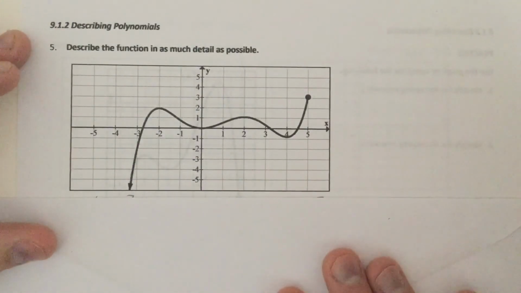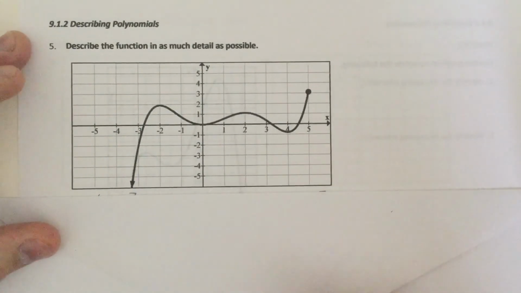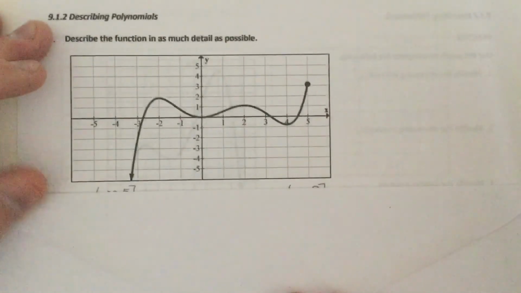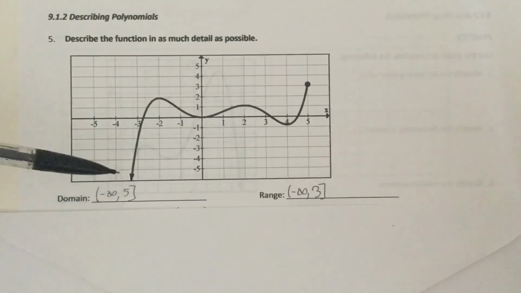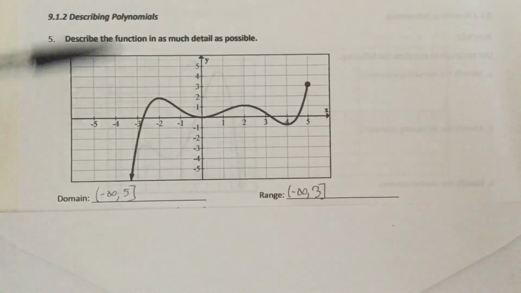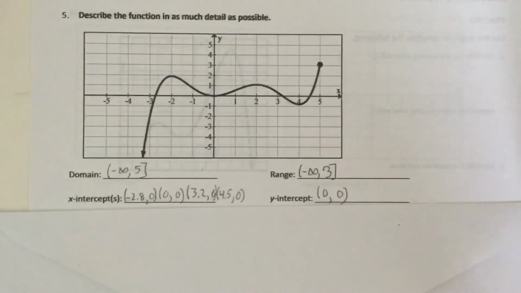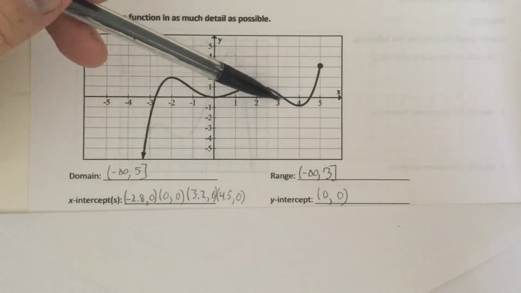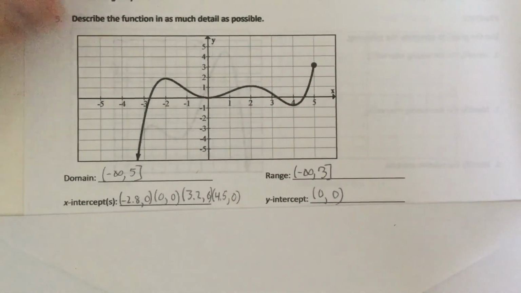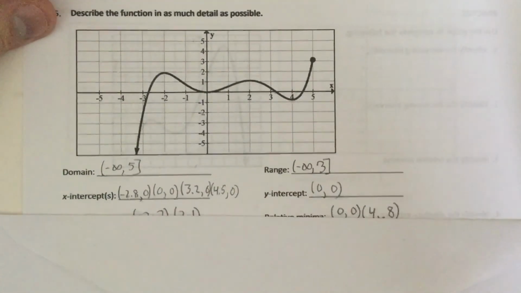One more example here. This kind of combines everything together. So first it talks about domain and range. Domain is going from -infinity to 5. There's a closed dot, so we have the bracket there. The range is going down forever and up to 3, so from -infinity to 3. Your x-intercepts, we have to approximate. So right about here, about (-2.8, 0). Right here, (0, 0), (3.2, 0), and then (4.5, 0). And I have a y-intercept right here of (0, 0). That's where it's crossing the y-axis.